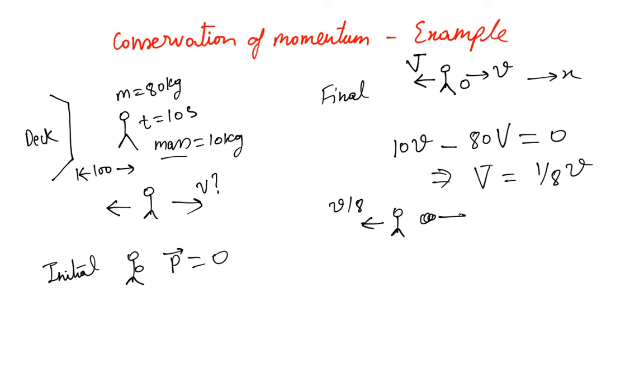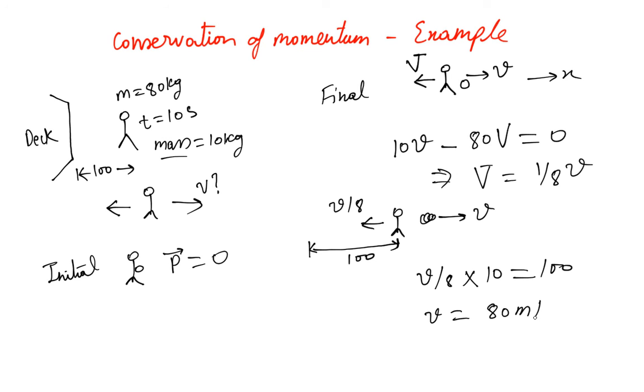The ball has been thrown away with the velocity v. But then the question is, he has to travel 100 meters with this velocity in time 10 seconds. So what should be the velocity so that he is able to do that? Which means v/8 multiplied by 10 equals 100, right? And that should give us v equals 80 meters per second.